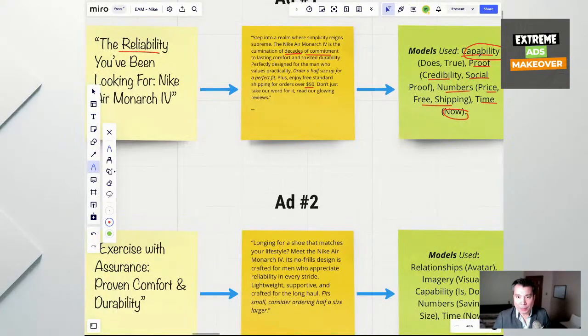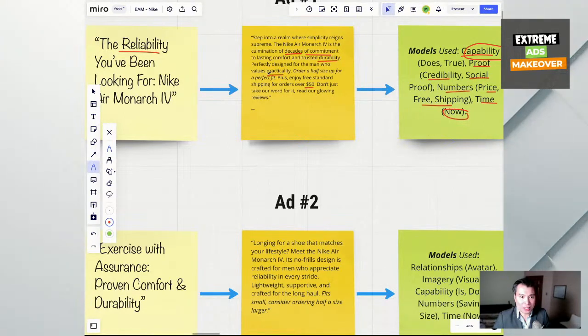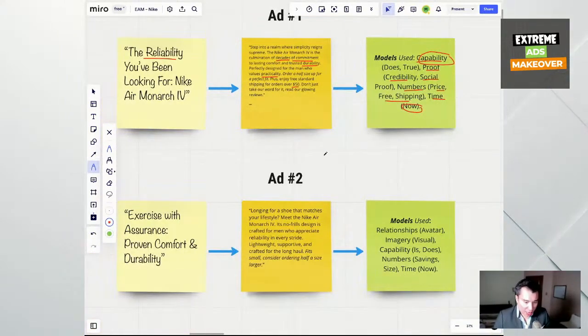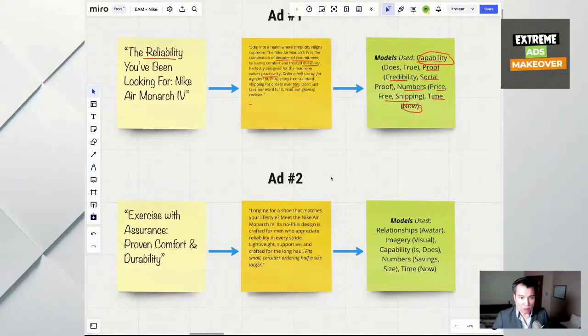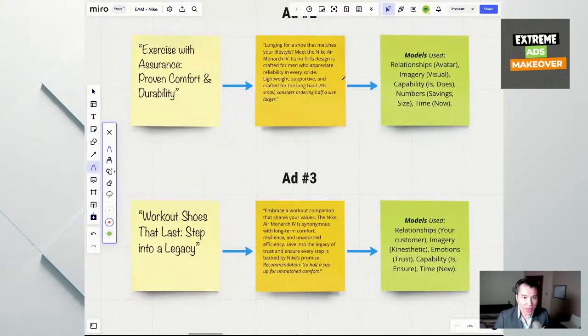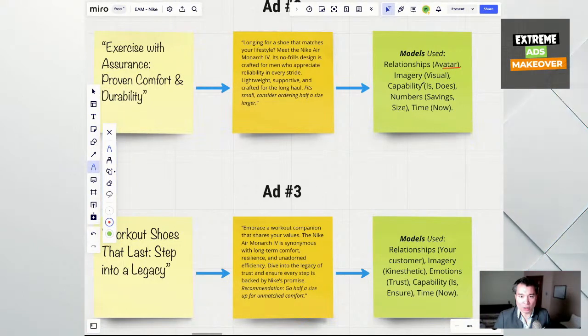The capability of does and trues, you see, is durability, trusted durability, right? Perfectly designed for men who value practicality. So there you go. So let's move on to ad number 2 and see what we got. Okay, so I'm going to move up over here. Now for ad number 2, let me see the relationship between avatars, the capabilities, and the numbers.